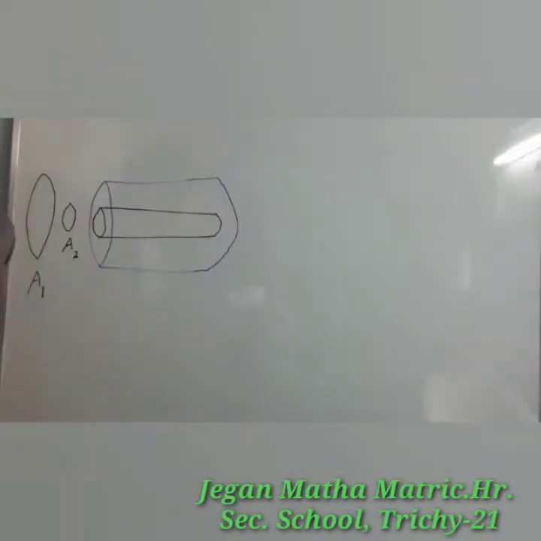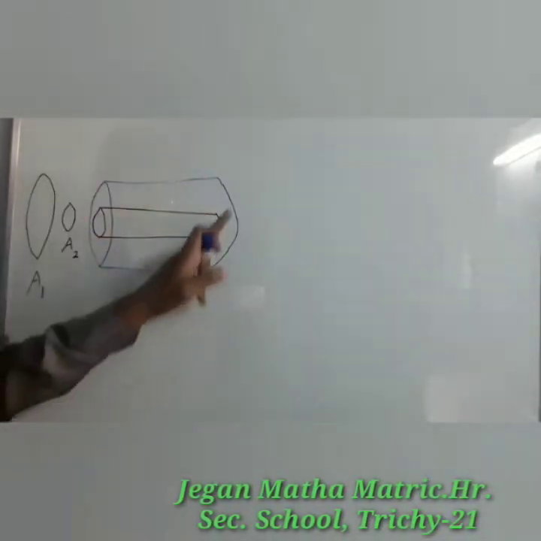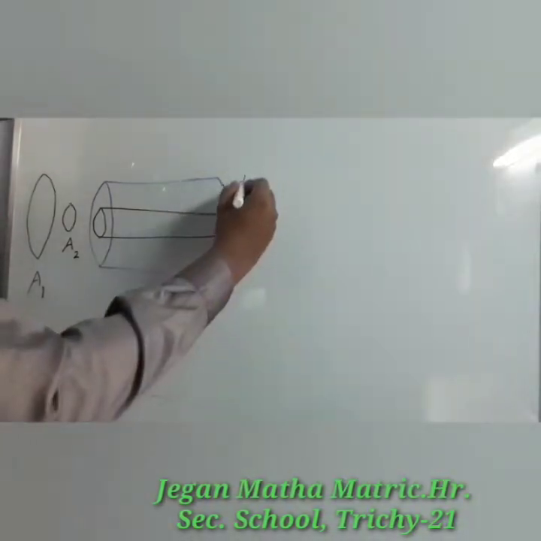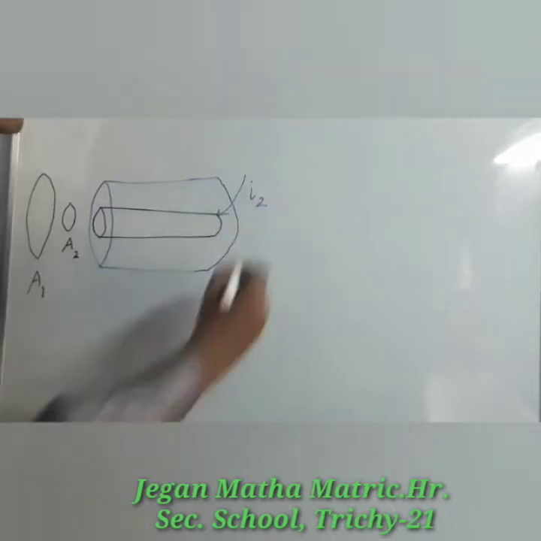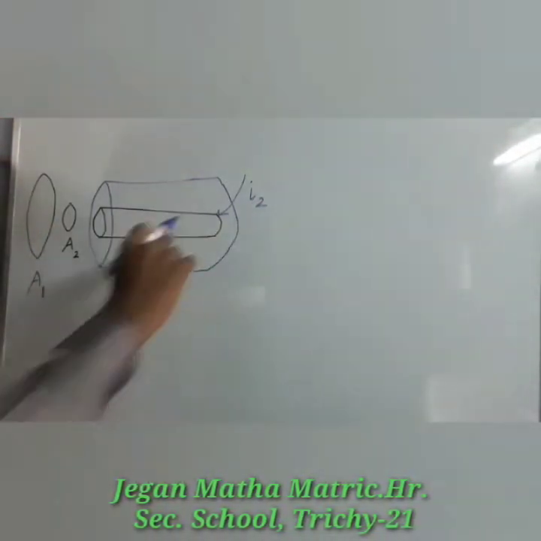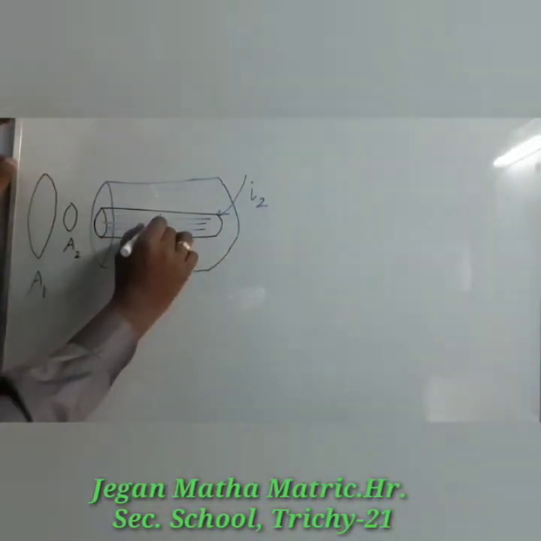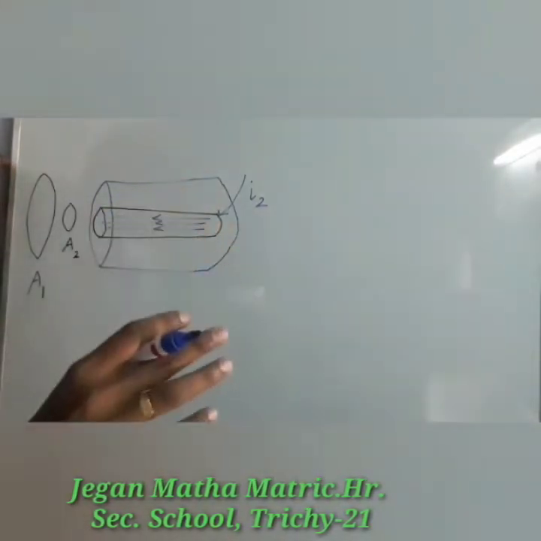To understand this, let us observe this outline. Here it is the first solenoid. Inside we have the second solenoid. To the second solenoid we are going to apply the current I2, that will produce the magnetic field B2 inside the second solenoid. So inside the second solenoid only there will be magnetic field lines. Outside the second solenoid there will be no magnetic field.